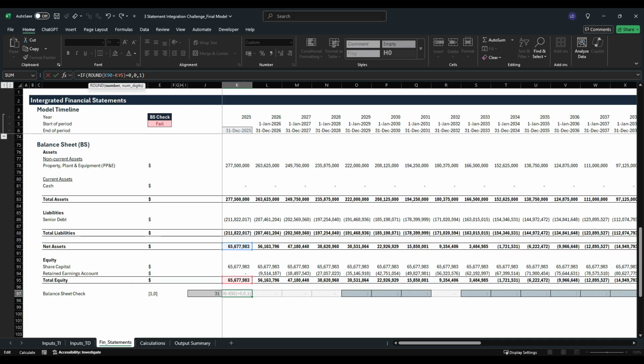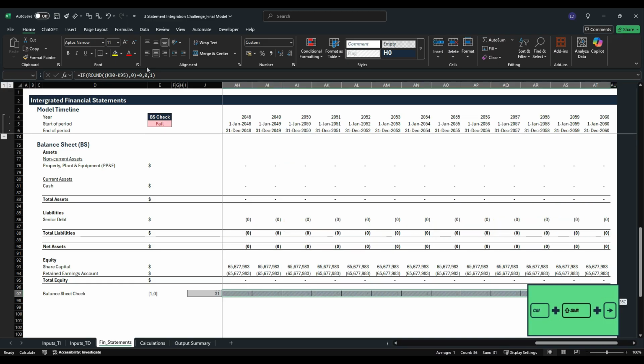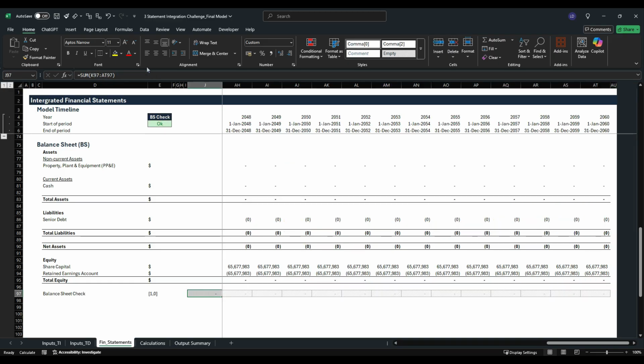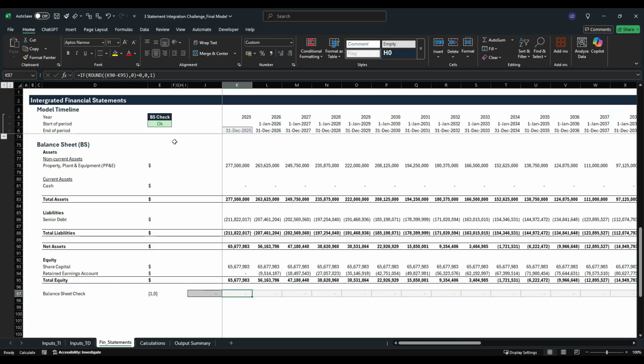Let's actually add a parenthesis here. We round this to 0 decimals or digits. Hit enter, drag it over, Control R, and there we go. We get a positive sign for our balance sheet check.